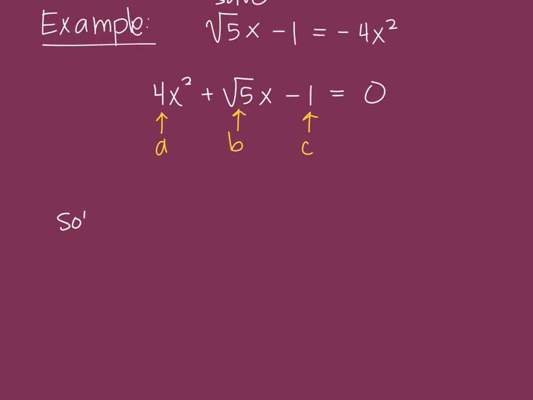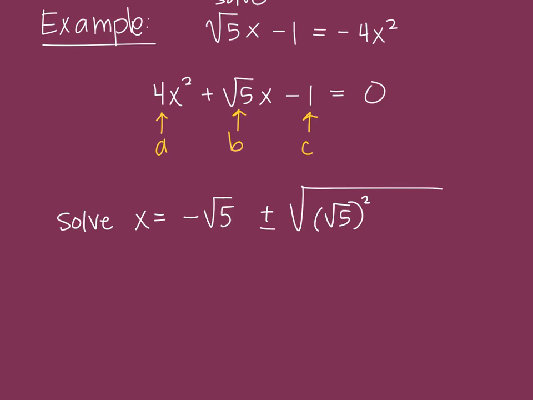So our solution is x equals negative b. That's negative square root 5, and that's okay to have a negative there. Plus or minus the square root. Now I need parentheses b squared. So parentheses square root 5 squared. Minus 4ac. All over 2a, which is 2 times 4. Negative 1 is my c value.